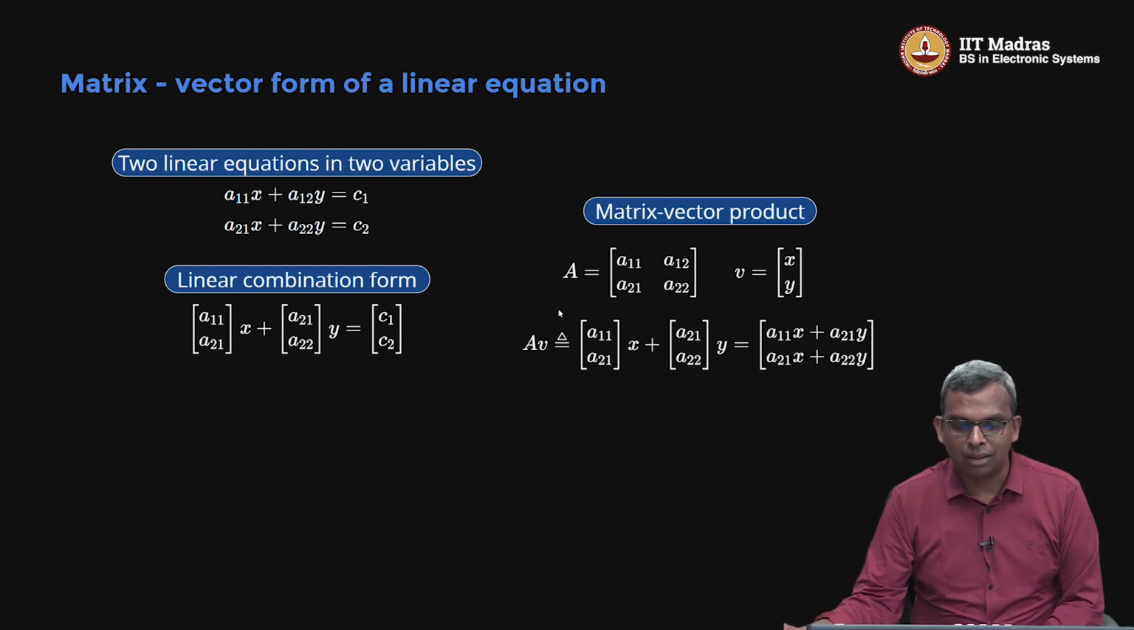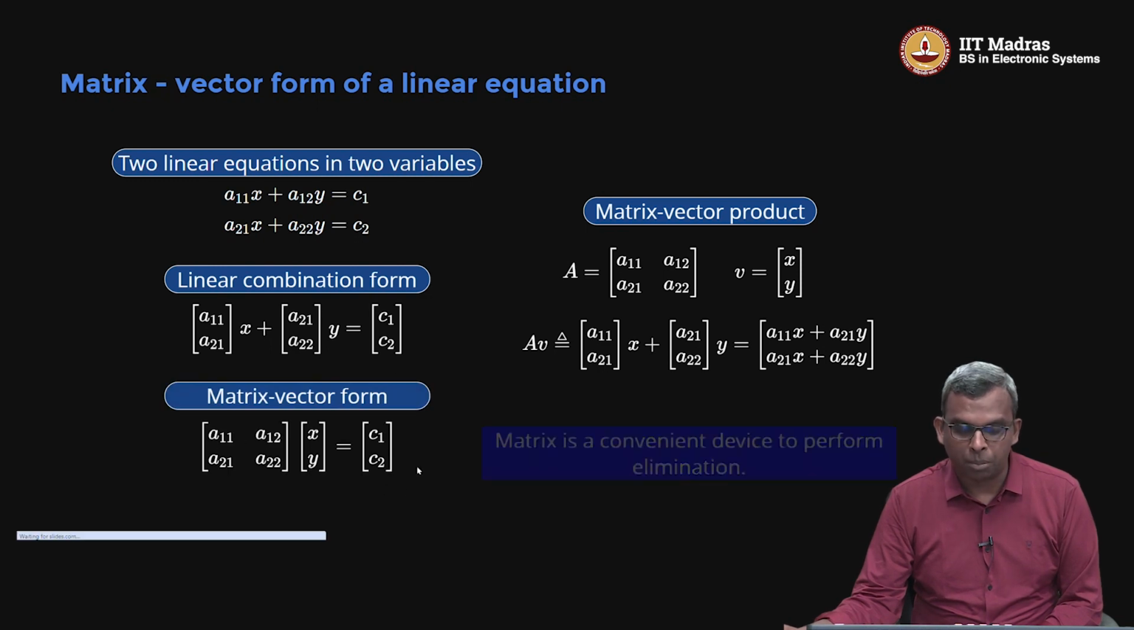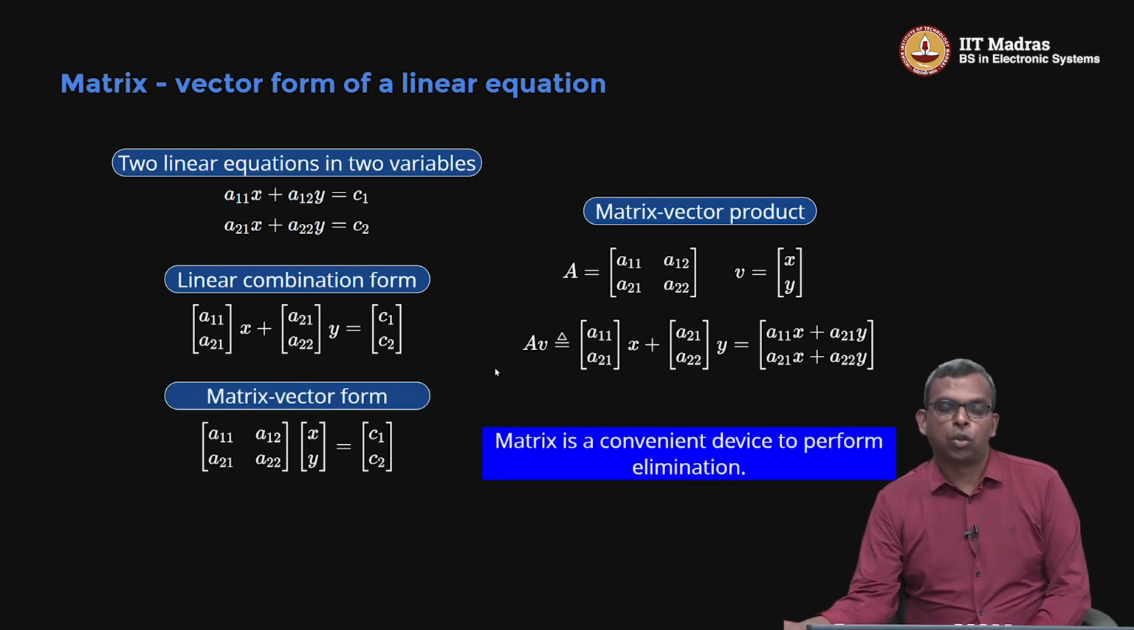Now, is it really this kind of multiplication? Is it only for this linear equation, or does it have more meaning? We have not seen that very closely. We're going to do that shortly. But we have seen that this form helps us a lot in doing elimination. So we write A and B together, and then A and C together, C1, C2, and then we start eliminating and we get to the solution. So the matrix vector form is very useful for solving equations.